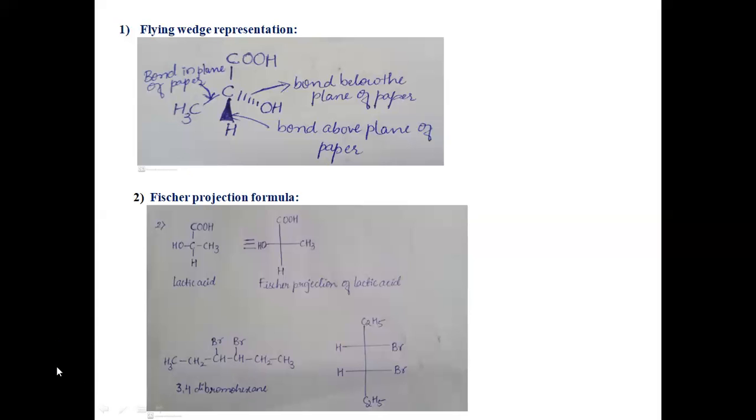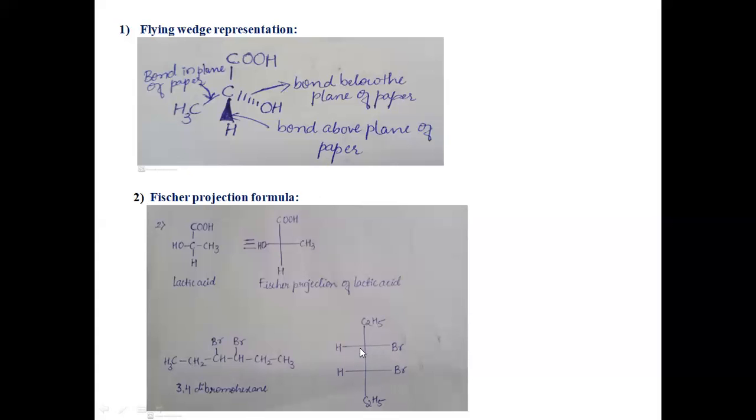Next step, we have to represent these two chiral carbon atoms by crossed lines. See here, we have two chiral carbon atoms, so we are drawing two lines, two cross sections, or two intersection points. At the first point we have the third chiral carbon atom, and at the second intersection point we have the fourth chiral carbon atom.